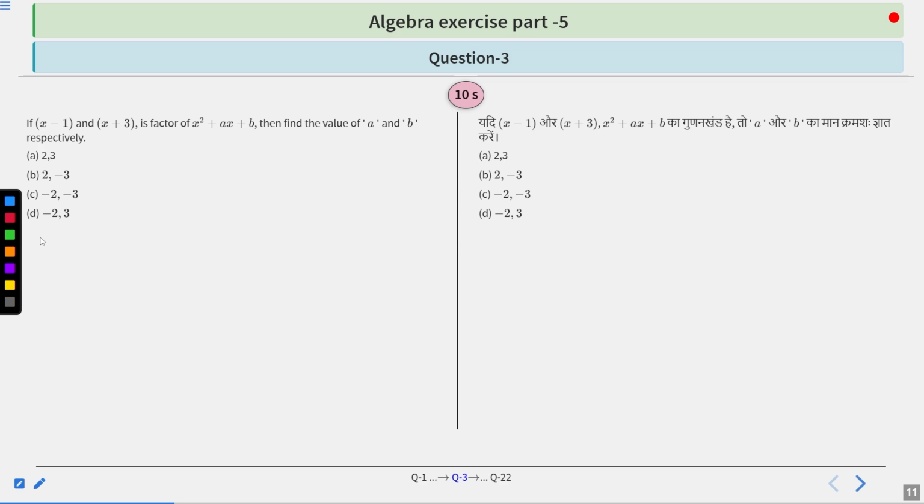Next, if x minus 1 and x plus 3 are factors of x square plus ax plus b, then find the values of a and b respectively. And options are: option A, 2 and 3, option B, 2 and minus 3, option C, minus 2 and minus 3, and option D, minus 2 and 3. These are the options.